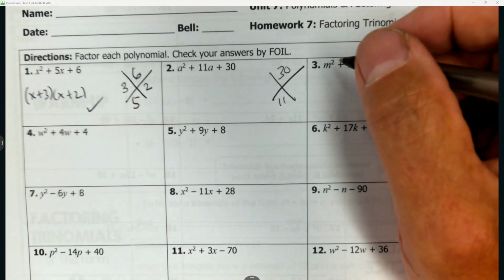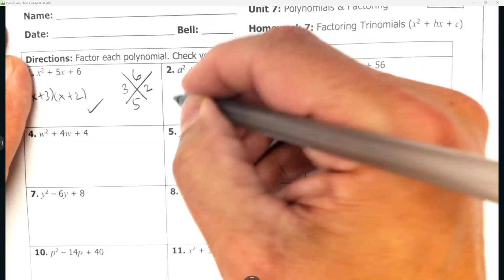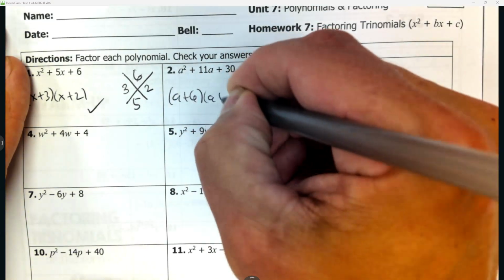So again, 30 and 11. It's best if you do it first, right? Then press play and then figure it out. The two numbers are 6 and 5. And then A plus 6 and A plus 5.